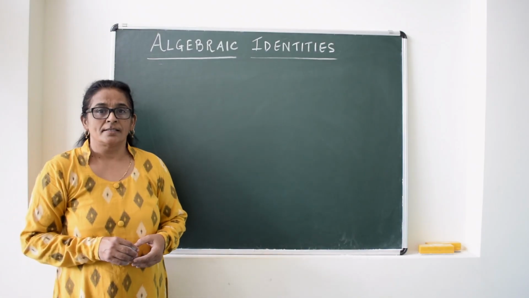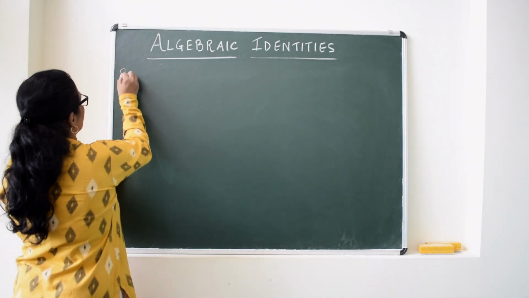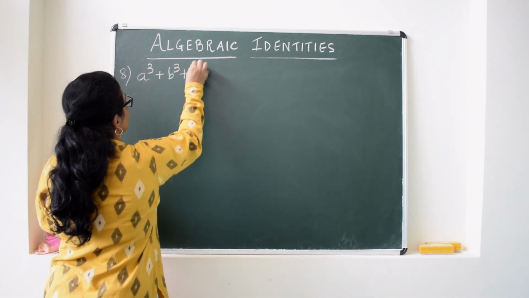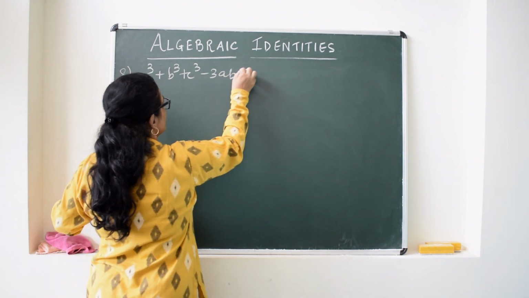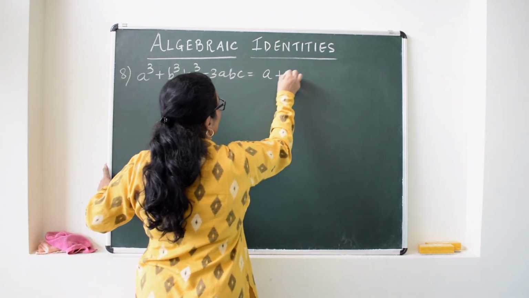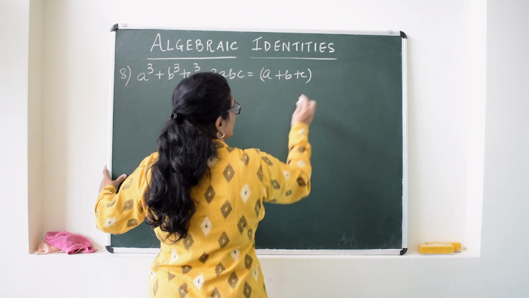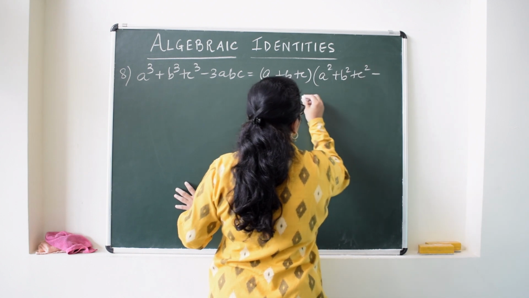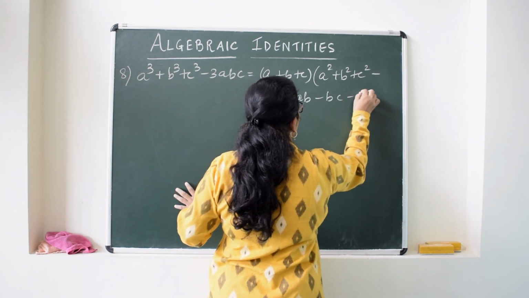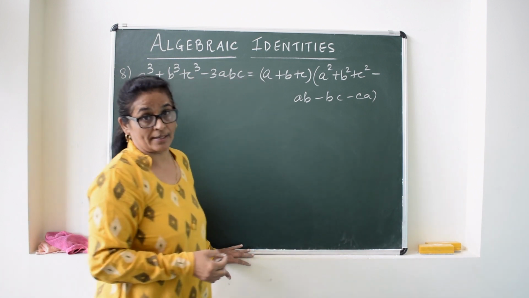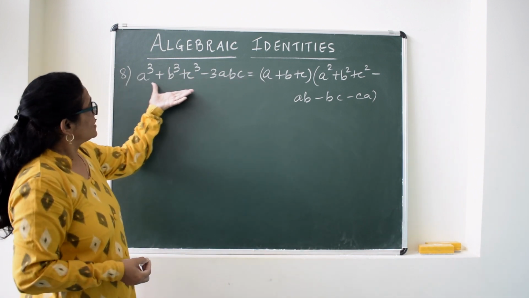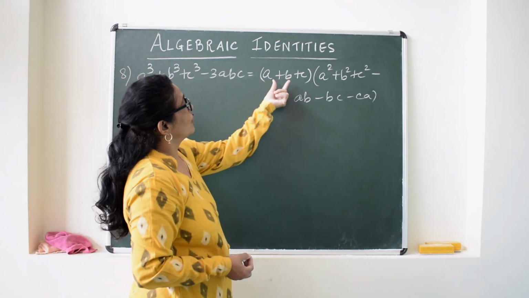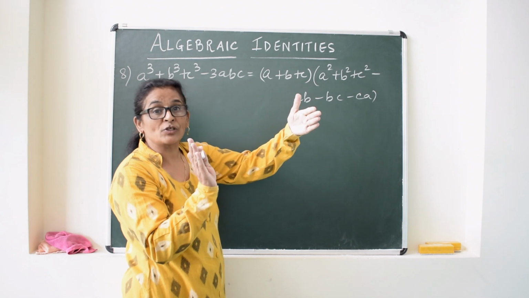Now the next identity is the eighth one, that is a cube plus b cube plus c cube minus 3abc is equal to a plus b plus c into a square plus b square plus c square minus ab minus bc minus ca. We can see that this is the given expression and it can be written in the form of the product of two expressions.